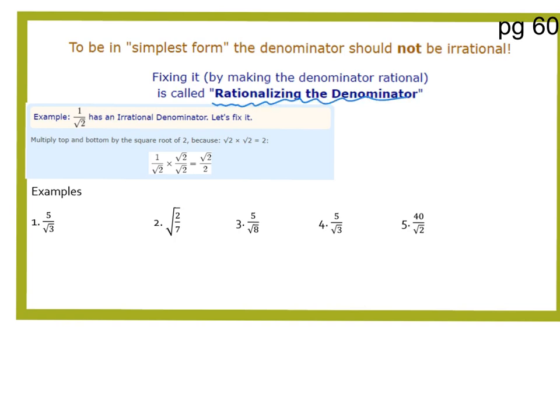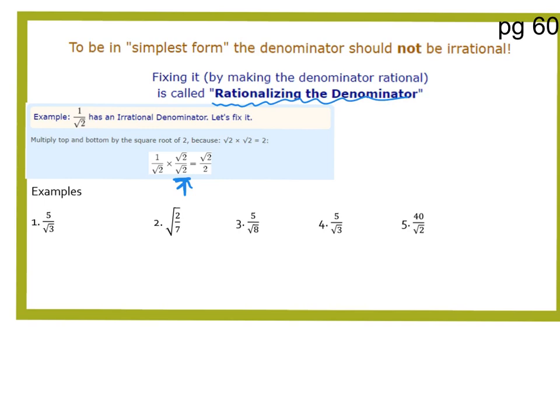There's an example pictured here. You've got 1 divided by the square root of 2. I need to simplify that. How do I simplify? Well, if you notice, look at this right here. What have they done to simplify? They've multiplied by 1. The square root of 2 divided by the square root of 2 is 1. So they really haven't changed the value of 1 divided by the square root of 2.